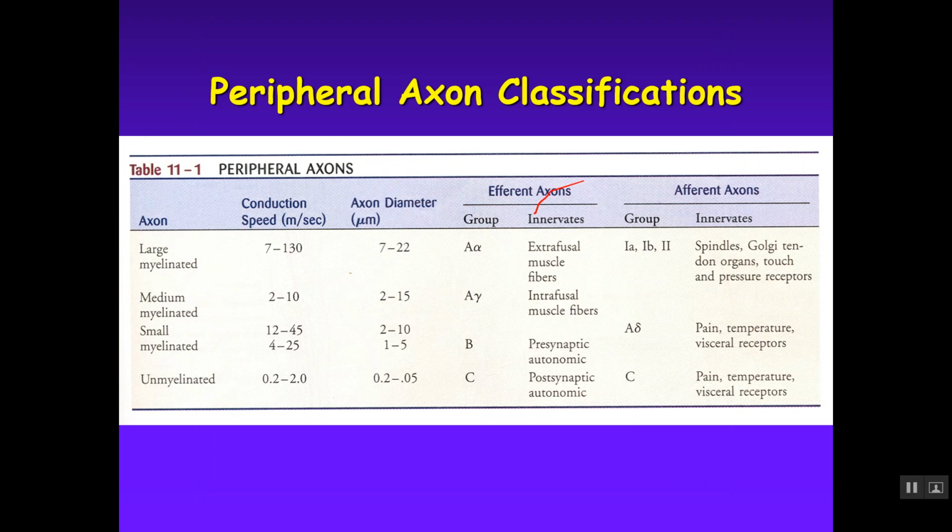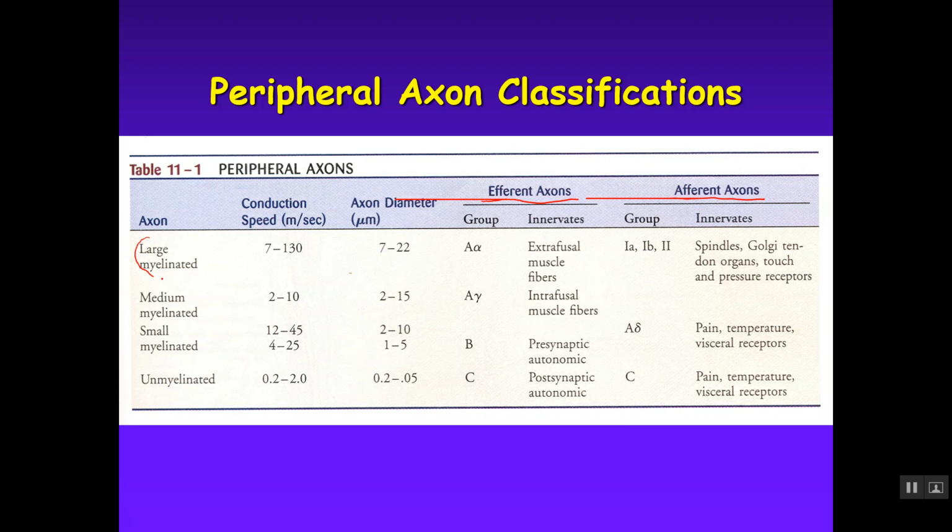This is review here, but this is just showing you, when we talk about peripheral axons, we've talked about how you classify them and name them. So generally, we have efferent axons. Those are our motor axons or our autonomic motor, our visceral motor axons, so things that go away from our central nervous system, to go to skeletal muscles, to go to organs, whatever, that take signals out, those are efferent axons. And then we have afferent axons.